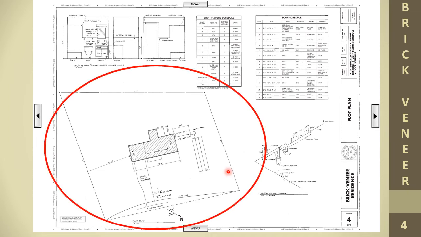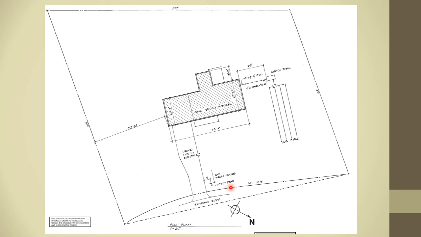So let's take a look at the actual plot plan. Notice it is drawn to a scale of 1 inch equals 20 feet. This is measured at 70 feet. So if you had a simple carpenter's rule, this would only be 3.5 inches long. Notice the north arrow. The north arrow does not point up.